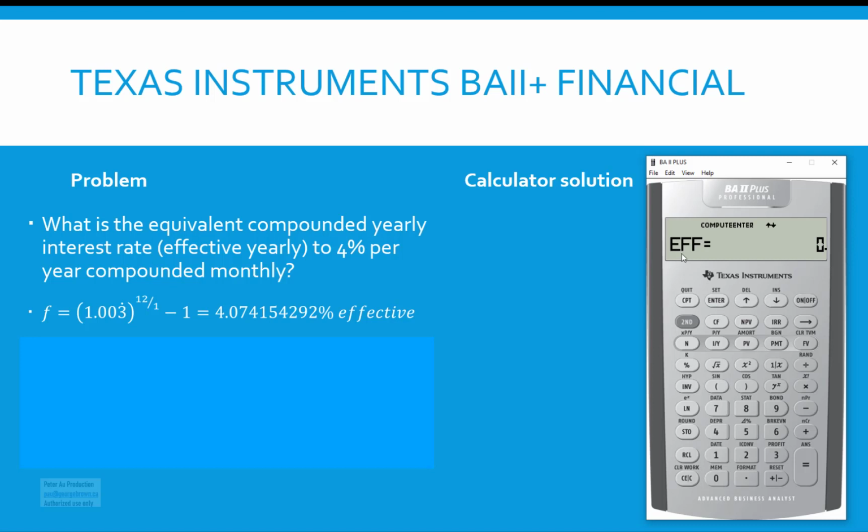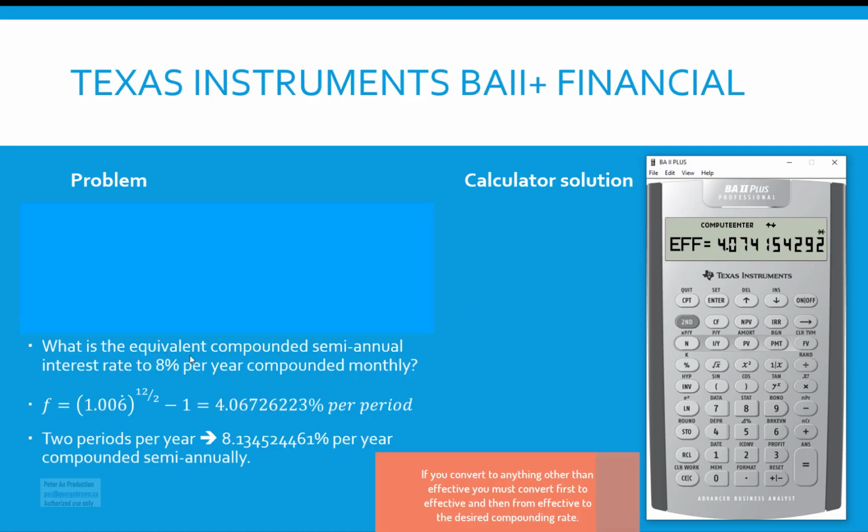The window will show EFF, which stands for effective interest rate. In this case, effective yearly. We press compute. The effective yearly interest rate is 4.074154292%, effective yearly. Next question, what is the equivalent compounded semi-annual rate to 8% per year compounded monthly? Let's clear everything by pressing second function, clear work.